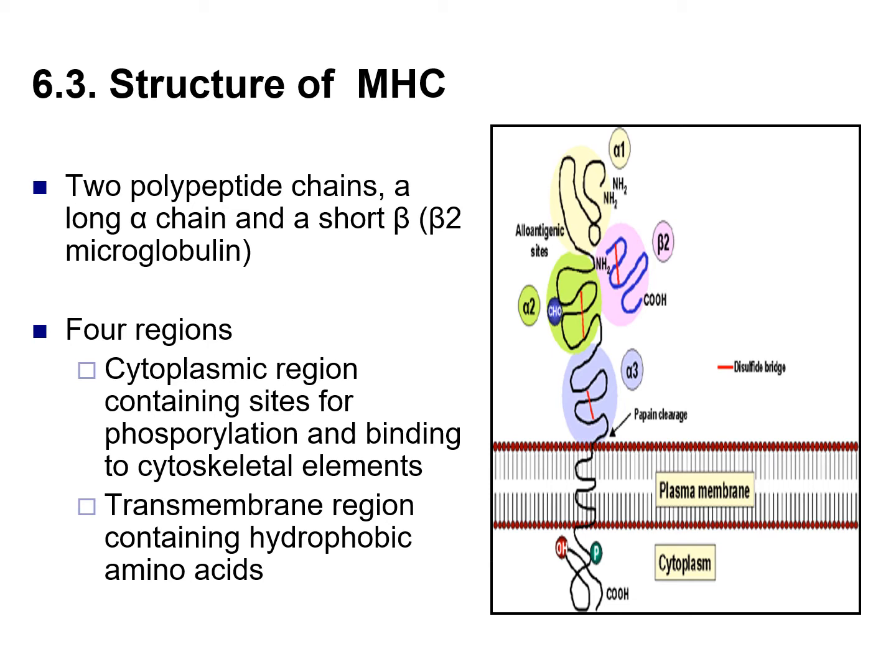So the alpha chain itself is made of three different domains, alpha 2, alpha 1, alpha 3. So they are connected to each other. The four regions are: the cytoplasmic region that contains the site for phosphorylation. So if it's for phosphorylation, that is primarily to exchange energy or produce energy.